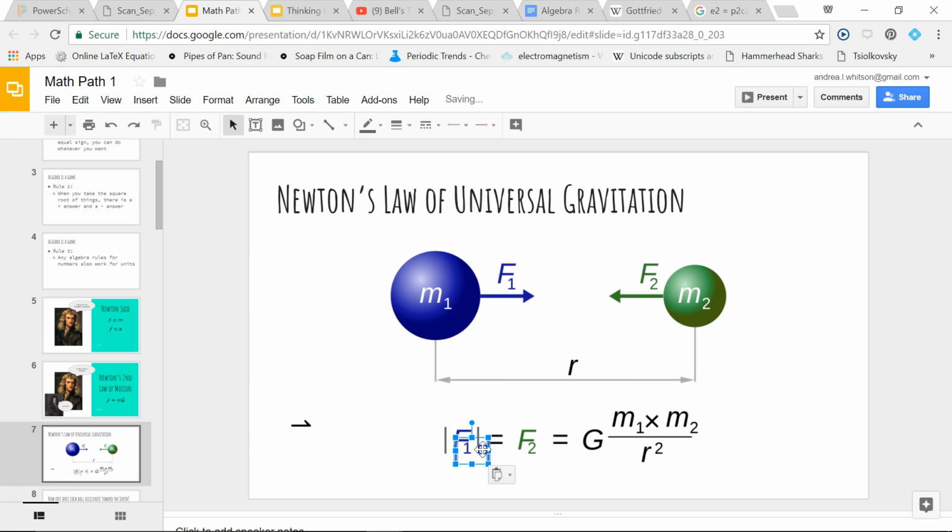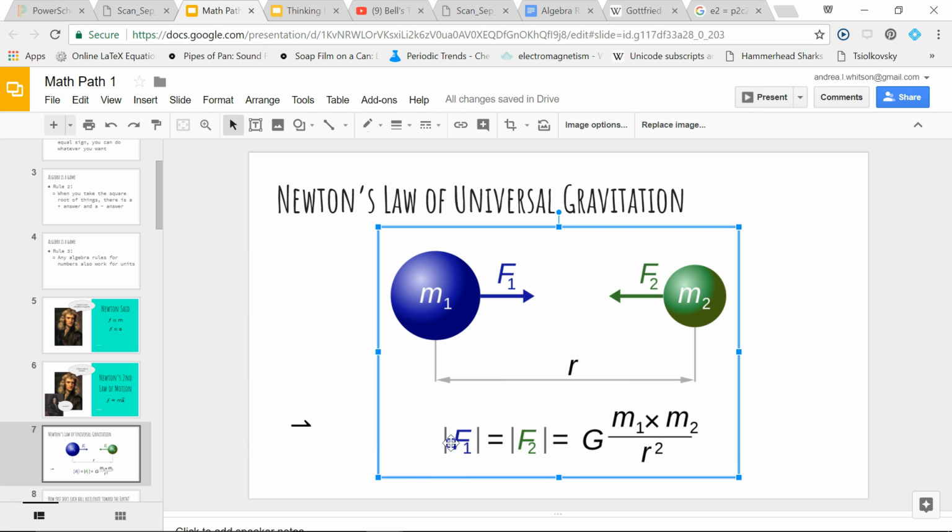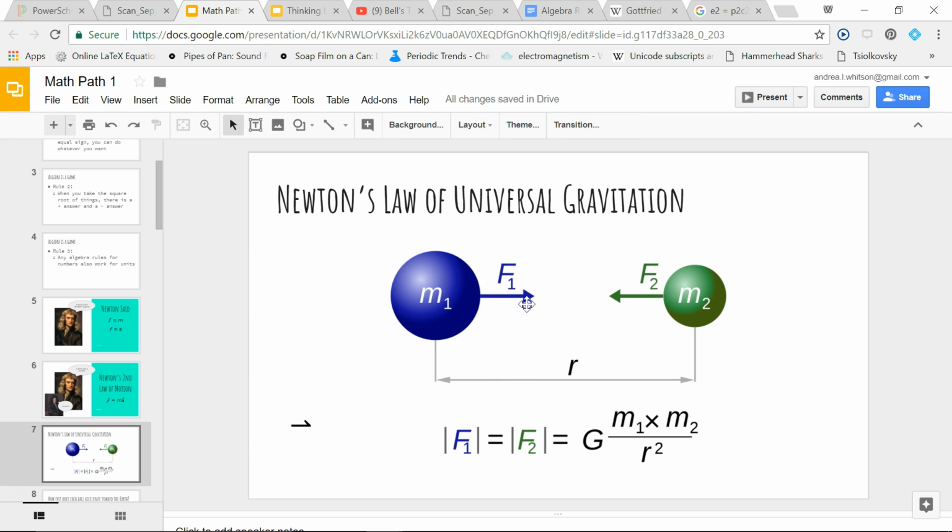But what they are talking about when they put this bar around it means I'm just talking about the number part of that vector. All I want is the number part. And this number part of the force of the earth pulling towards you and the number part of your force pulling towards the earth are the same, and they're just going in opposite directions, right? The earth pulls you towards it, you pull the earth towards you. That's the way it goes.